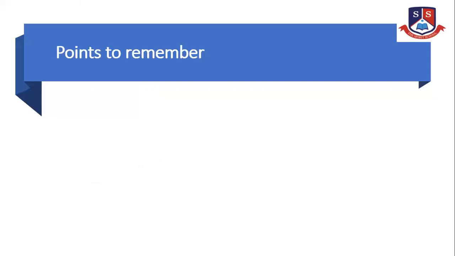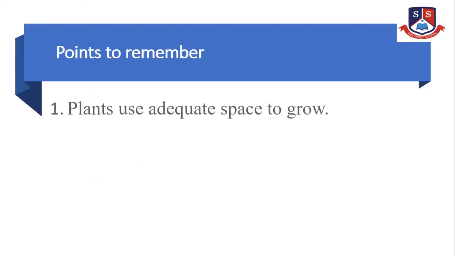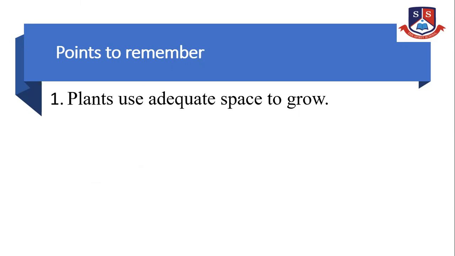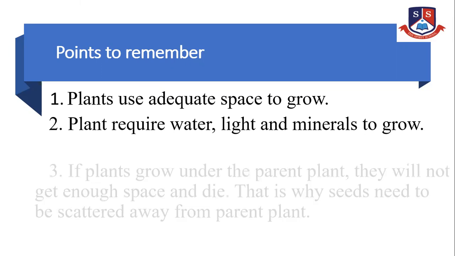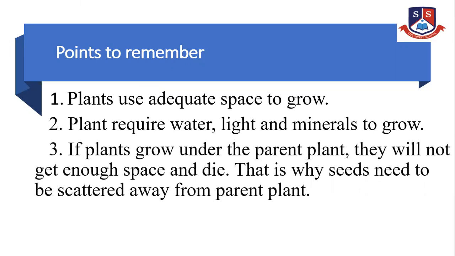Points to remember. Plants need adequate space to grow. Plants require water, light, and minerals to grow. If plants grow under the parent plant, they will not get enough space and die. That is why seeds need to be scattered away from the parent plant.